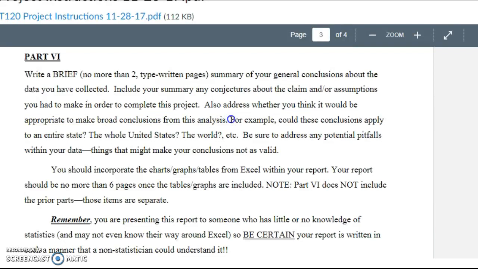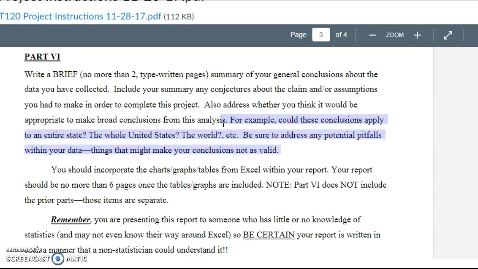For example, could these conclusions apply to an entire state, the whole United States, the world, etc.? Be sure to address any potential pitfalls within your data, things that may make your conclusion not as valid. This is where we really have to think about that bias.